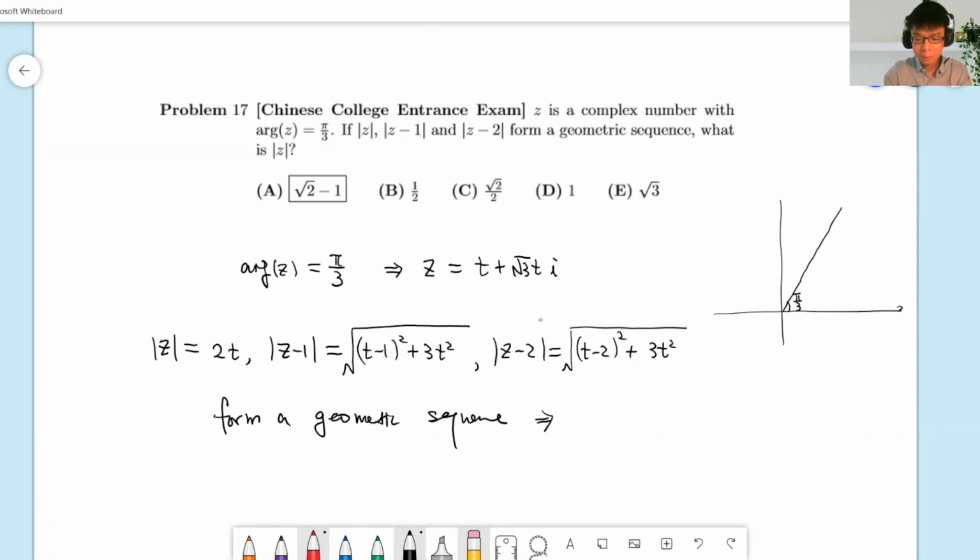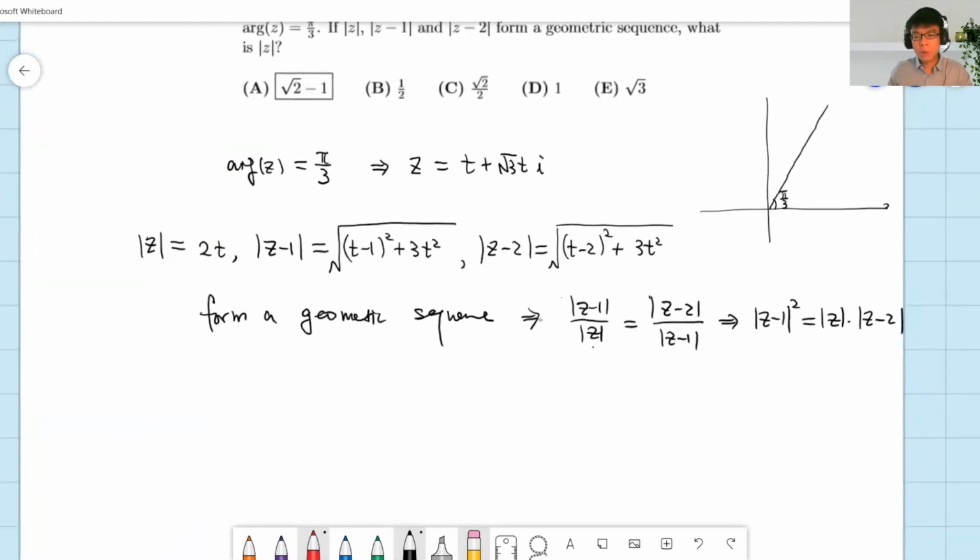That means, using the common ratio, the modulus of z minus 1 over the modulus of z equals the modulus of z minus 2 over the modulus of z minus 1. This is the common ratio. And that implies the modulus of z minus 1 squared equals the modulus of z times the modulus of z minus 2. So this is the equation, and we can plug in, and that will be an equation in t, then we can solve for t.